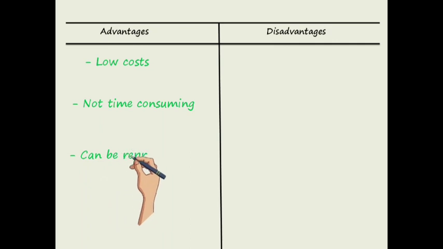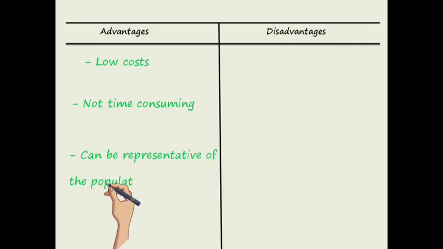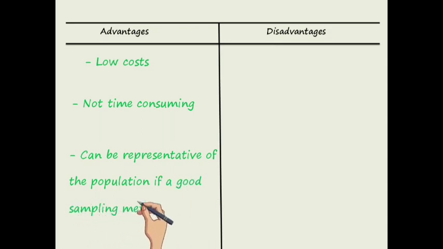The sample can be a good representative of the population if a good sampling method is used. By using techniques such as random sampling, stratified sampling, or cluster sampling, researchers can minimize biases and ensure that each member of the population has an equal chance of being included in the sample.